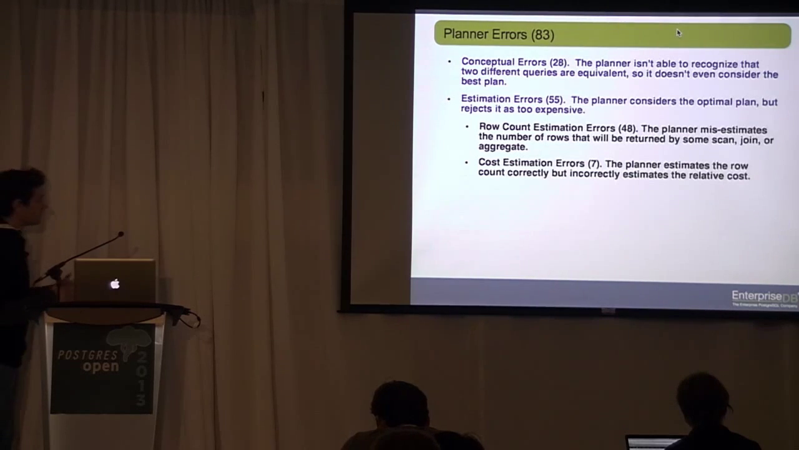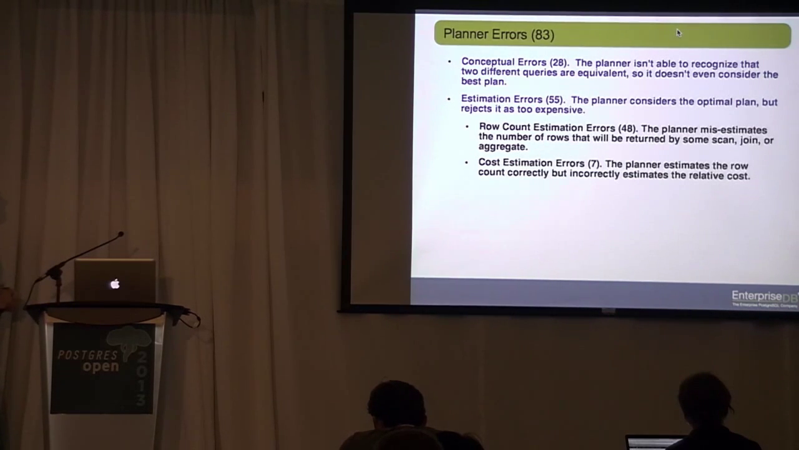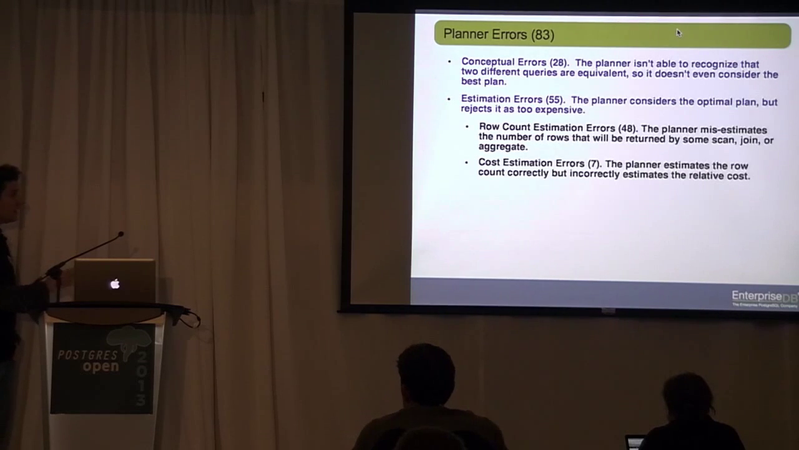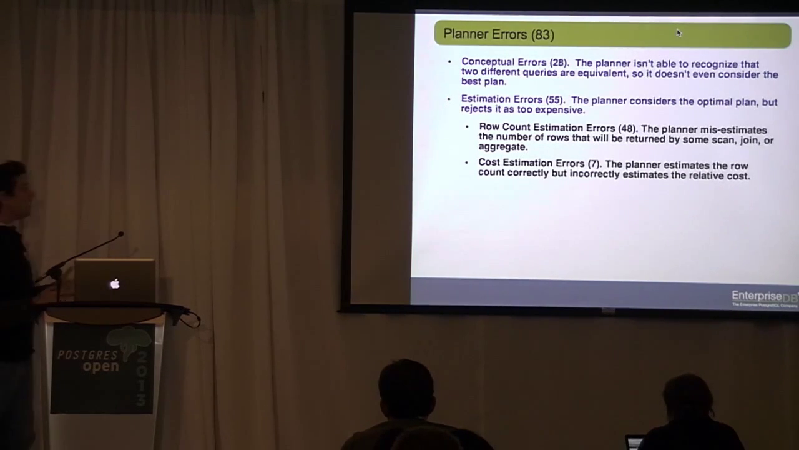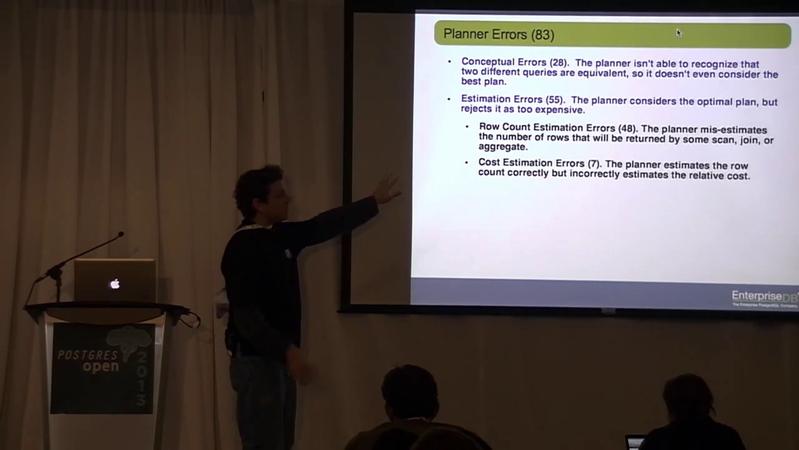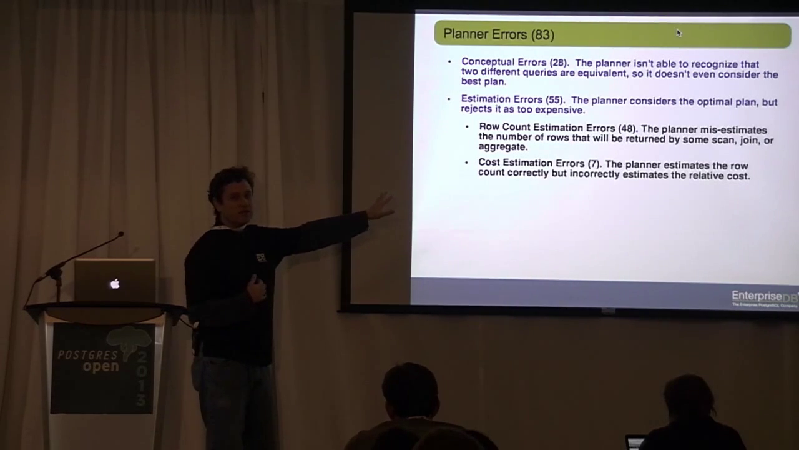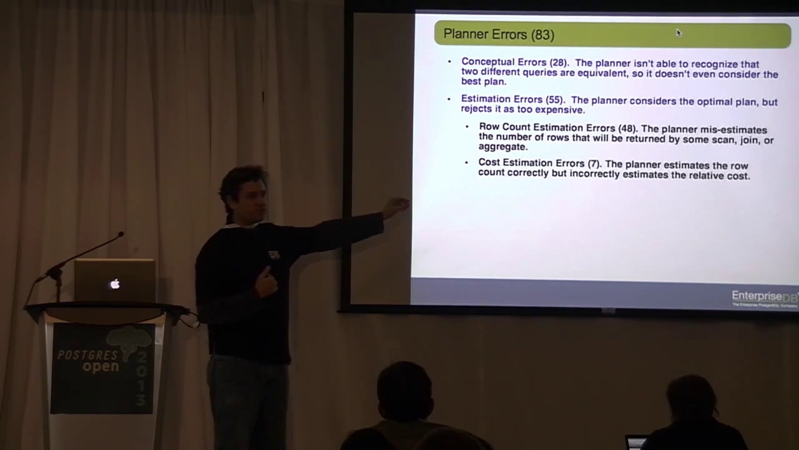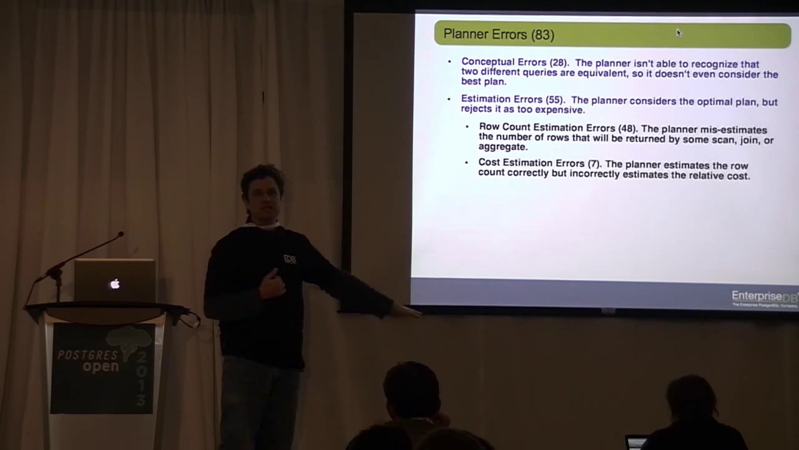Those broke down into 2 subcategories. Row count estimation errors, where the planner misestimates the number of rows that will be returned by some scan, join, or aggregate. Or cost estimation errors, where the planner gets the row count right, but it incorrectly estimates the relative cost of the plan based on the row count. And at least in my experience, this data reinforces something which I kind of knew intuitively, which is when you have a query that isn't performing well, pretty much the first thing you want to do is check whether the row counts are being estimated correctly.